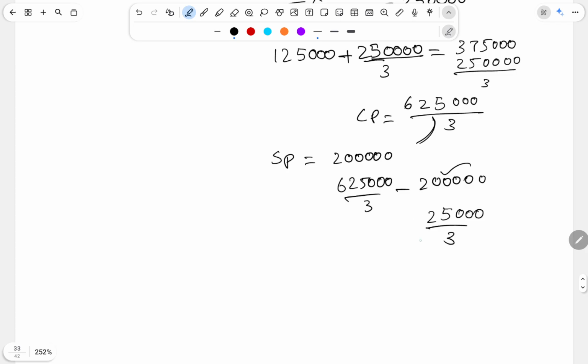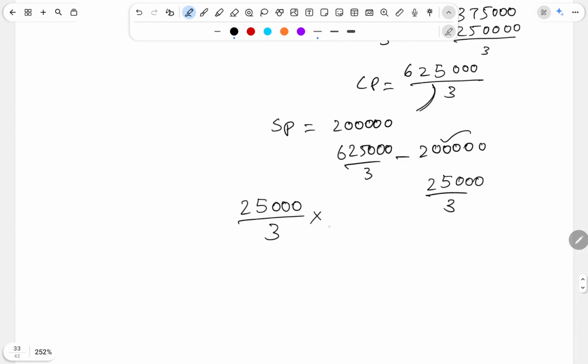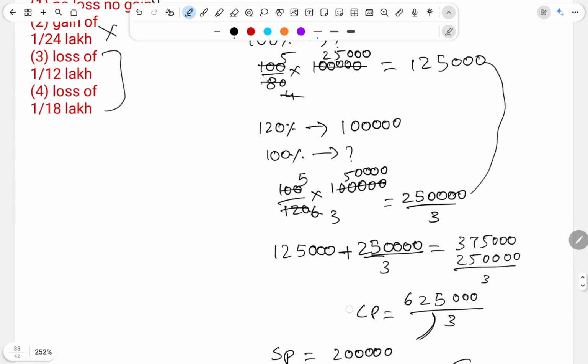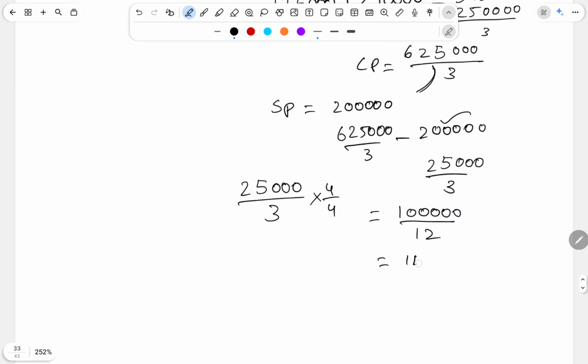Suppose to make this 1, what should I divide the denominator by? 25,000. 25 by 1000 by 3 is equal to, first of all, by what number we need to multiply. Our option must be 1 by 12 lakh loss or 1 by 18 lakh loss. Into 4 by 4 if I multiply, it becomes 1 lakh by 12. So 1 lakh by 12 loss. Hope you understood this.